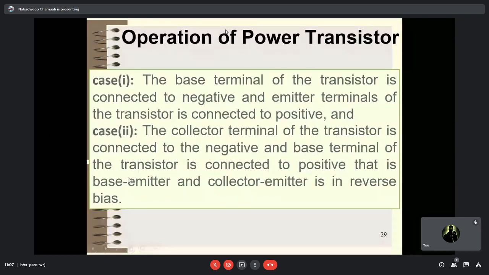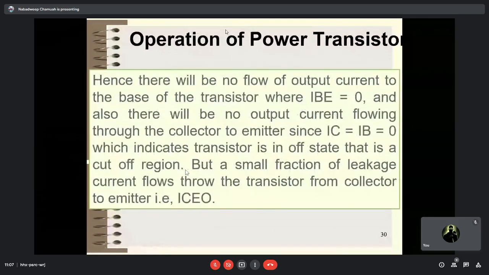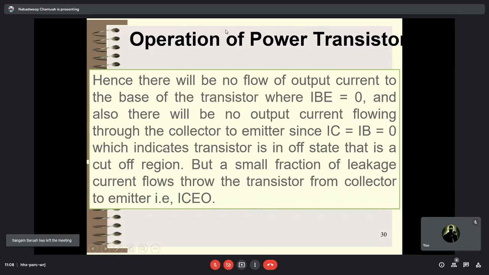and there will be no flow of input current to the base of the transistor, where this is IBE, the base emitter current. The base current is 0, and there will also be no output current flowing through the collector to emitter, since IC and IB are 0. Here IC means collector current and IB base current, which indicates that the transistor is in the cutoff state.